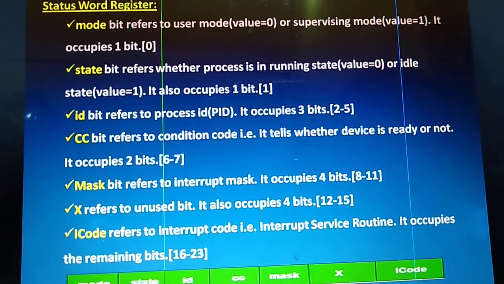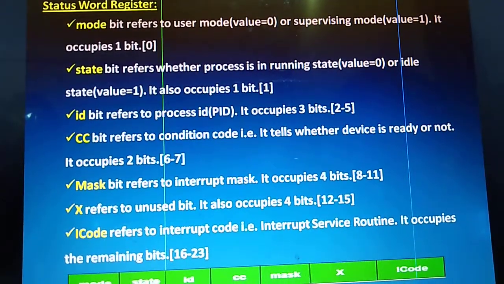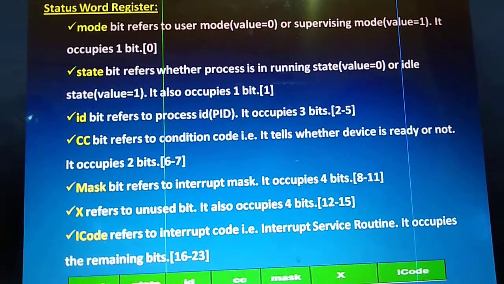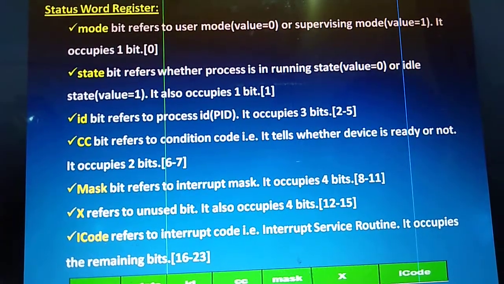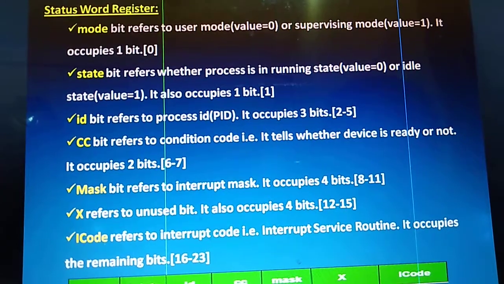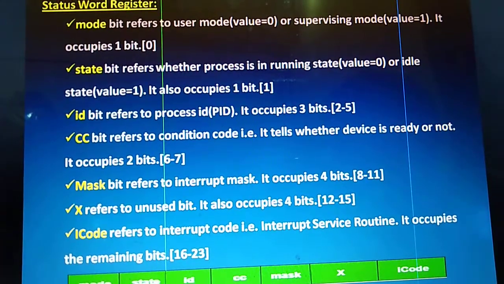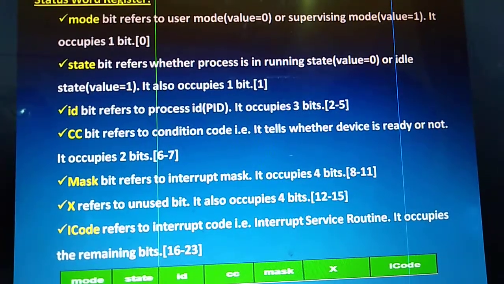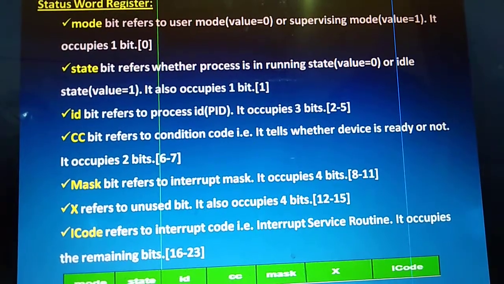ID refers to the process ID and it occupies 3 bits. I would like to make one thing clear: a program in execution is known as a process, and the information regarding each and every process is stored in the process control block, which is a concept of operating systems. But since we are discussing state and ID, I simply explain that a program in execution is known as a process. So, the ID field refers to the process ID, PID, which occupies 3 bits.